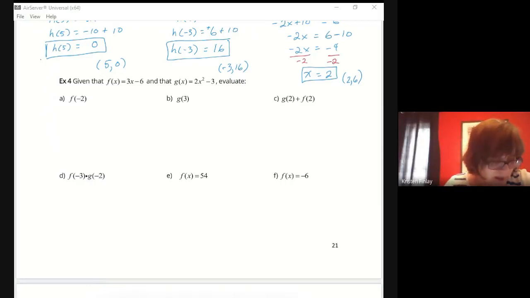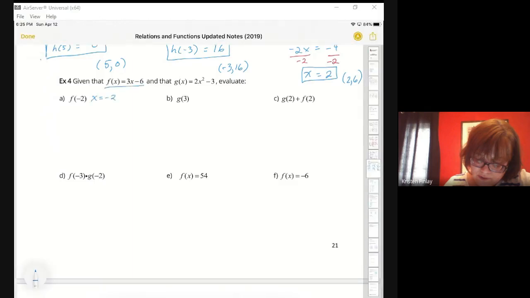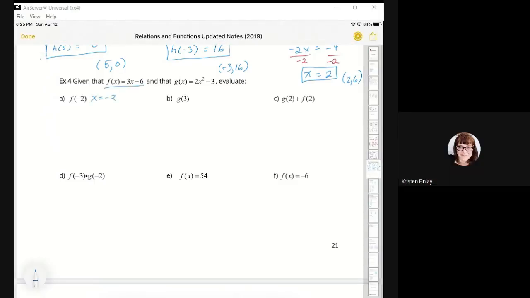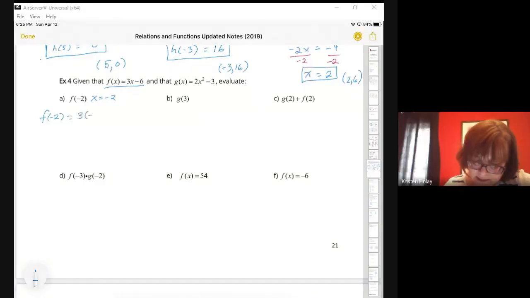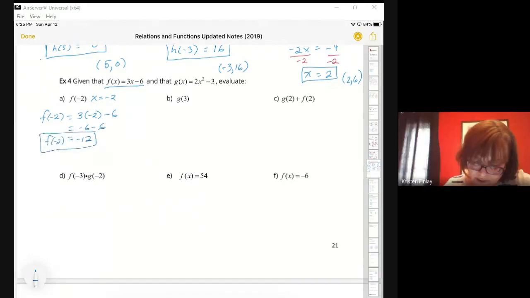Okay, and we're back. So f of -2, so that means that x is -2. So we're going to substitute this in. We're using f of x. So f of -2 is equal to 3 times -2 minus 6, which is -6 minus 6, or -12. So f of -2 equals -12. Again, if I wanted to write this as an ordered pair, I could write it as -2, -12.